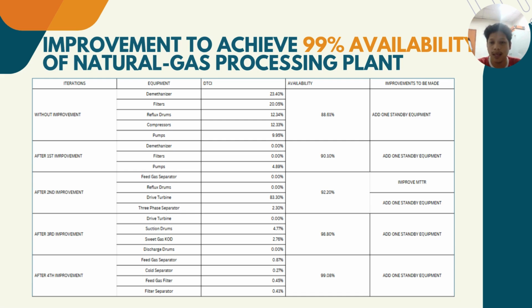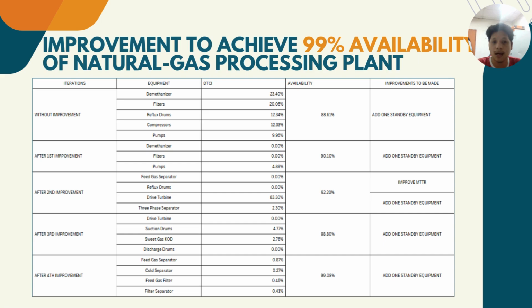To achieve our target of 99% availability, we carried out several improvement iterations based on the Downtime Criticality Index, or DTCI. Initially, the plant had a low availability of 88%, with the demethanizer and filters contributing the highest DTCI values, over 20%. So our first improvement was to add standby units to these two critical components, which immediately increased the availability to 90%.